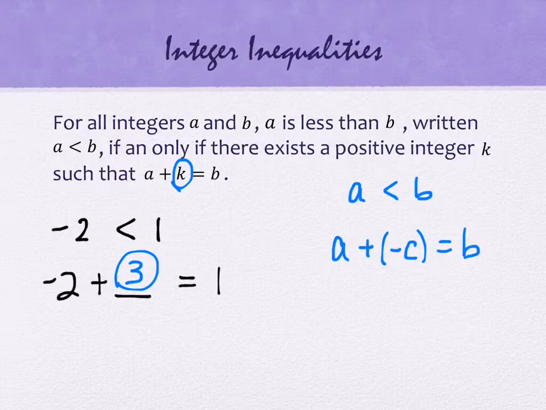Smaller. So that's the reason this says that there's a positive integer. Because when I'm adding the positive integer, it gets larger to actually equal the B on the other side. If I'm adding a negative integer, it would be getting smaller. So we don't want there to be a negative integer in there. It needs to be a positive integer in there for that to actually work.